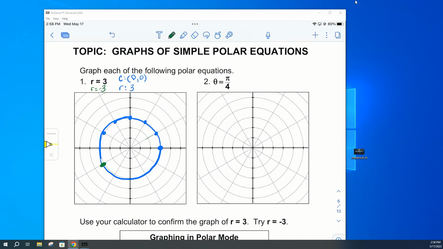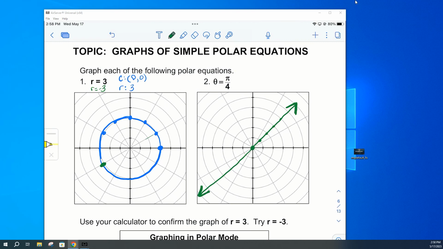Well, in the same way, let's think about theta equals pi over 4. Think about what that means. That means theta could be pi over 4, but the r could be anything. So r could be 0, which would be at the pole. I could have a radius of 1, 2, 3, 4, and I would have a ray that goes like this. Now, is that my final answer? No, because if r was negative, I'd come out this way. And so the graph of theta equals pi over 4 would look like that.